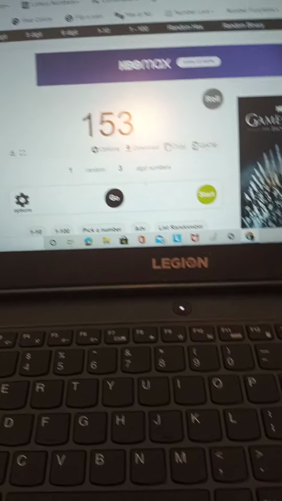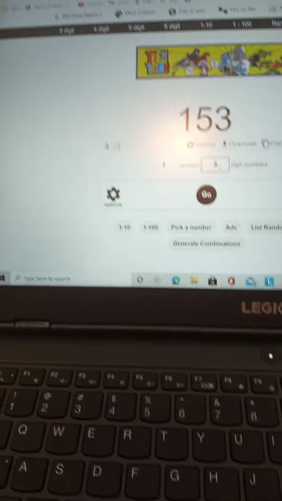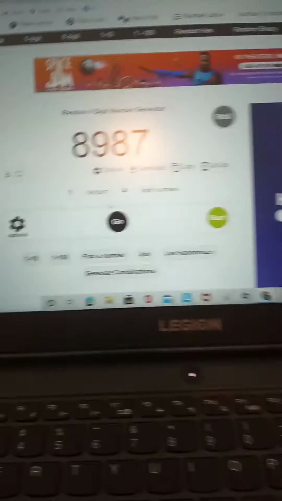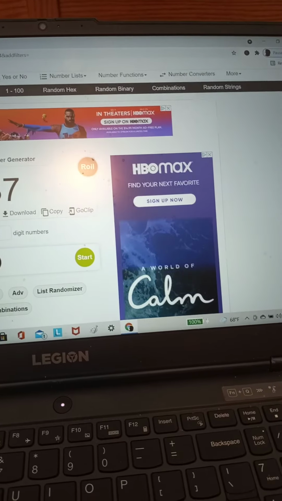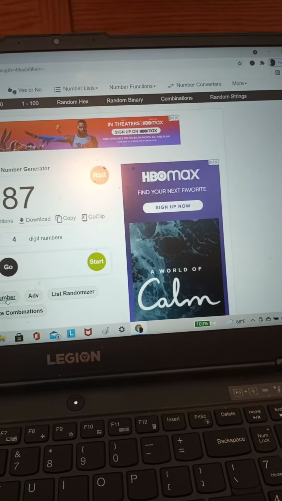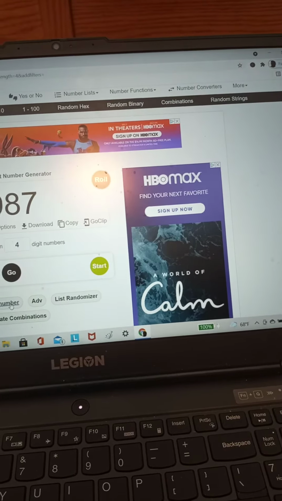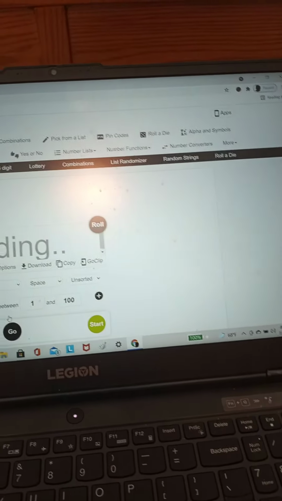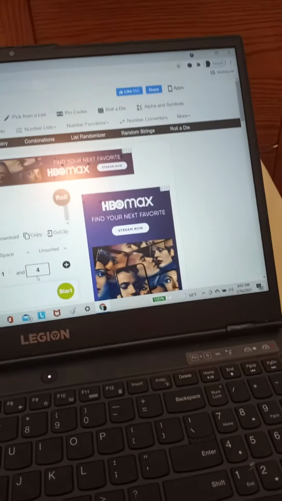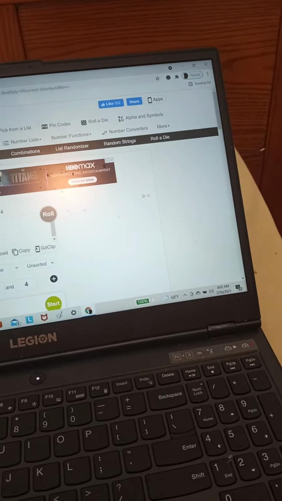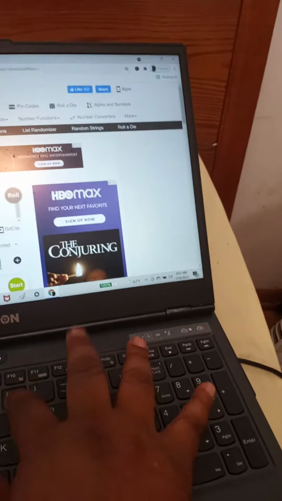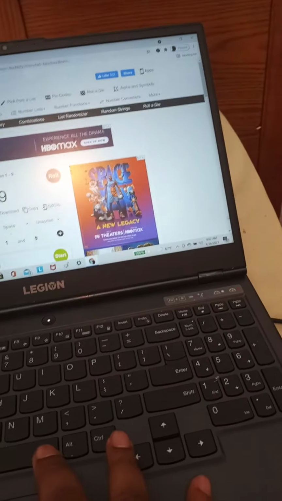Random digit numbers, 153. Yeah, four numbers here. Bam. Okay, so here, what we like to do with our numbers, we like to go for the list of random recombination, pick a number. Back to four. Let's put down this four. Make it 109. Four. Okay, there we go.